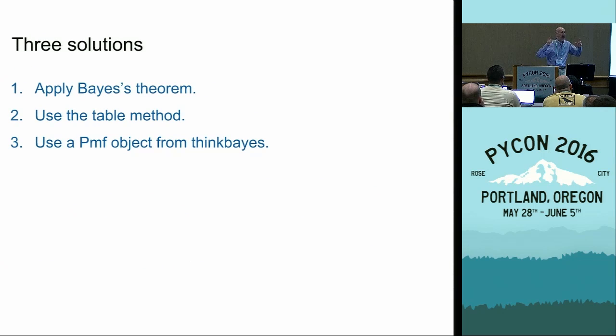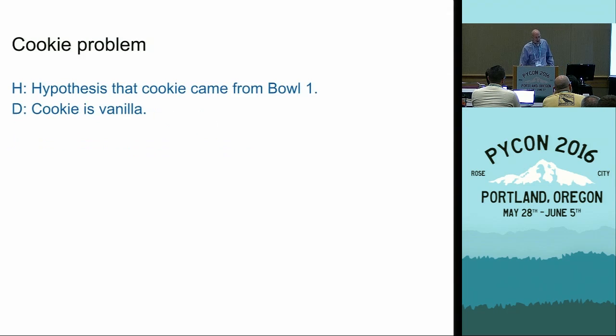We're going to solve the same problem 3 times to make it really clear. First, I'm going to solve it using Bayes' theorem. Then I'm going to show you what I'm going to call the table method using that spreadsheet that I pointed out to you, which at this point, half of you should have downloaded. And then I'm going to introduce the Think Bayes computational framework, and we'll solve it one more time. So first, using Bayes' theorem, I'm going to define H and D. H is the hypothesis that the cookie came from bowl number 1. D, the data, is that the cookie turned out to be vanilla.